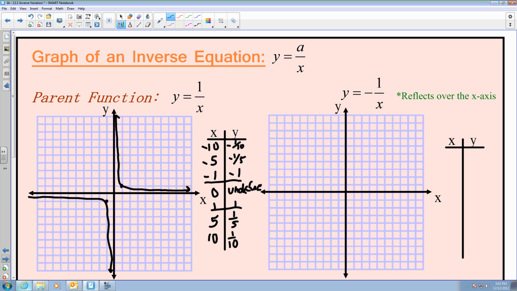Apologize for my artwork. And that's kind of what the graph looks like when y equals 1/x. This kind of graph is called a hyperbola. And if we were to then graph y equals negative 1/x, all we are doing is just reflecting over the x-axis. So what was graphed in the first and third quadrants will just be shifted to the second and fourth.